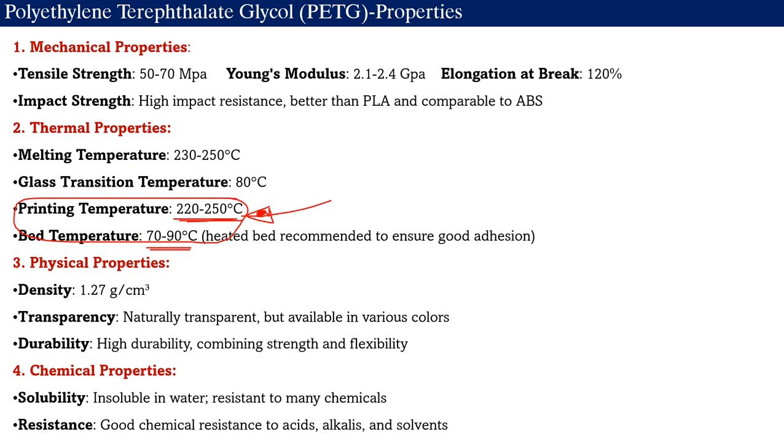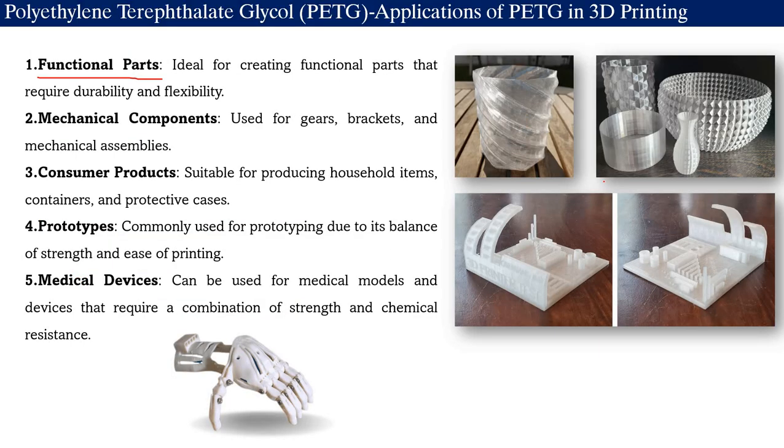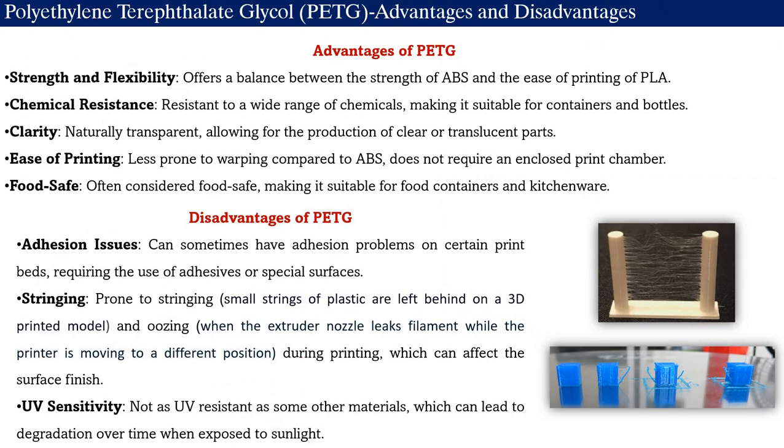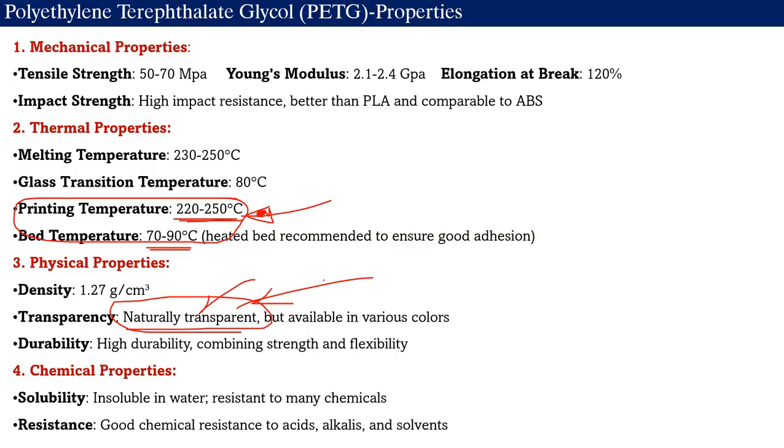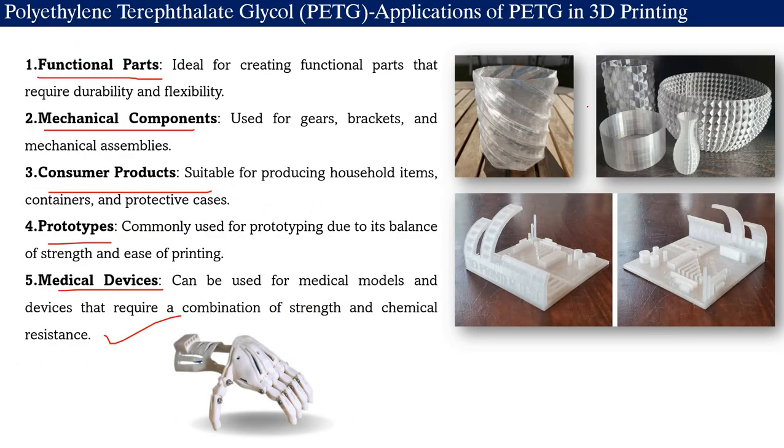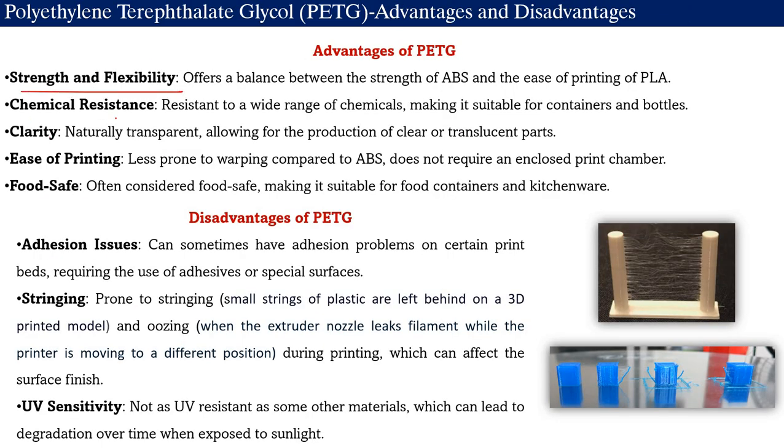The most important property of this PETG is that it is naturally transparent. That's why we can make transparent objects using this PETG. Applications include mechanical components, consumer goods, prototypes, and medical devices. Having the property of being naturally transparent, we can prepare transparent parts using this PETG filament. Then these are the advantages: strength and flexibility, clarity, which is very important, ease of printing, and food safe.